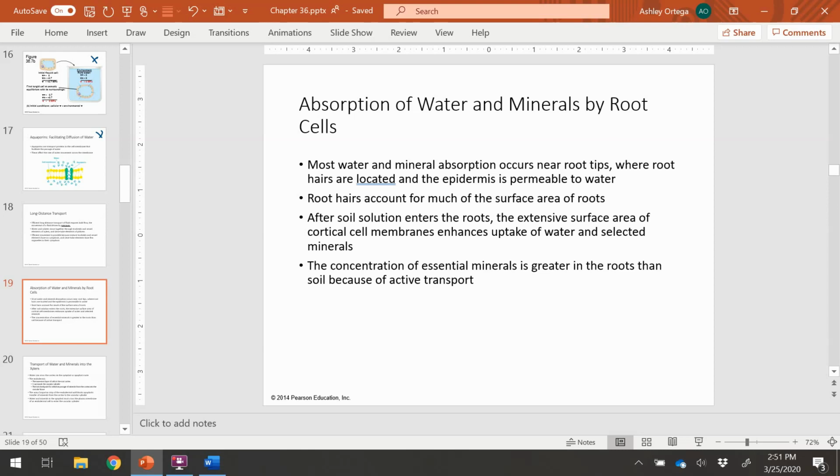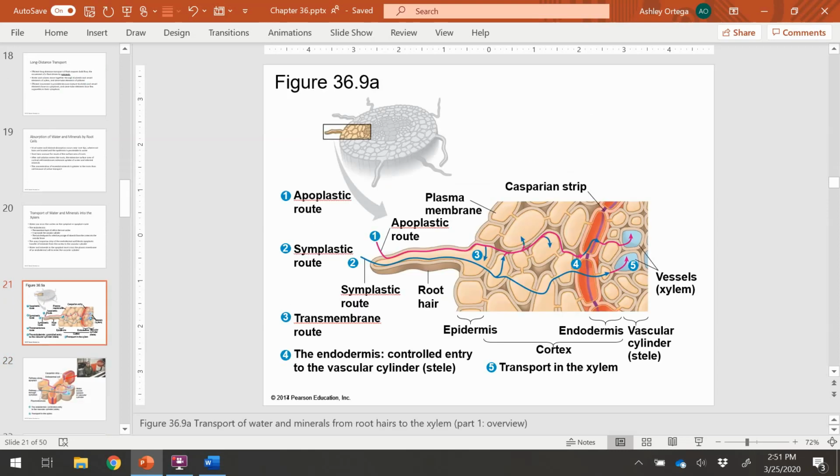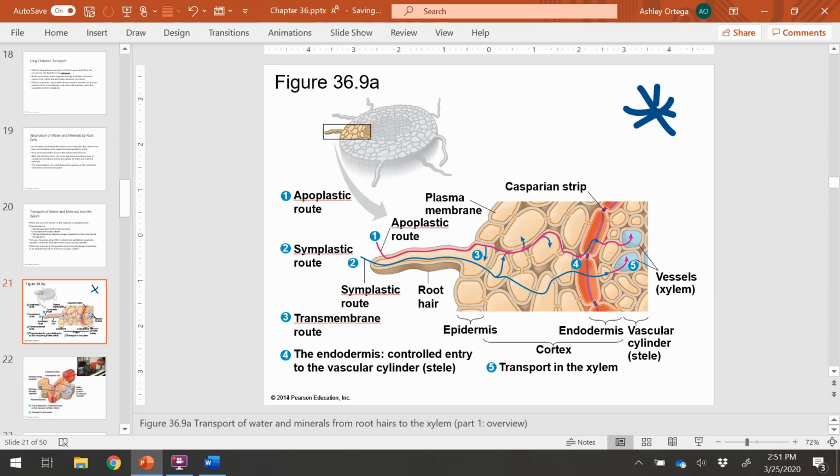This occurs where the root hairs are located near the ends of the root tips. And then from there, they have to transport this water and mineral into the xylem, which is through the symplastic or apoplastic route. I believe I have an image that's most helpful here. This describes transporting water from the root to the xylem vascular tissue, so just getting the water into the plant and then to the vascular tissue.